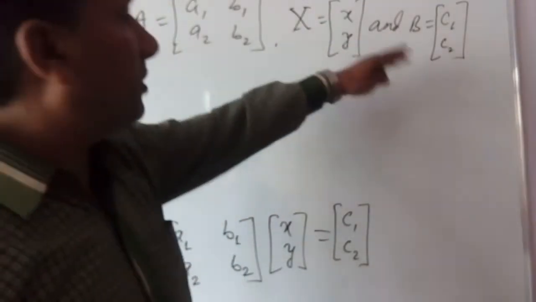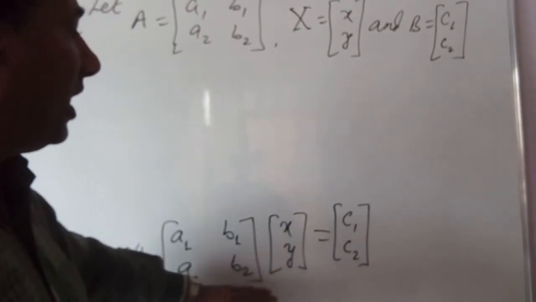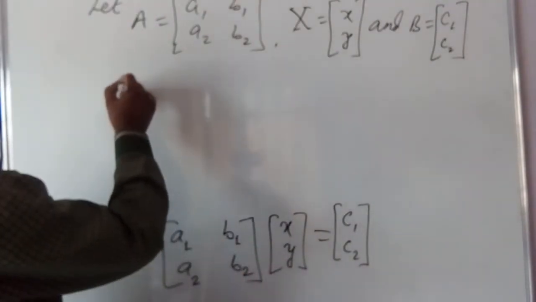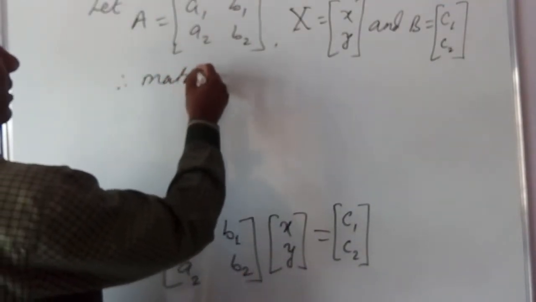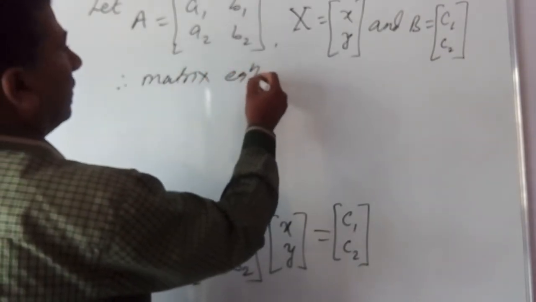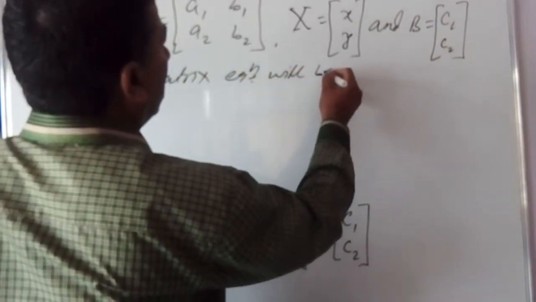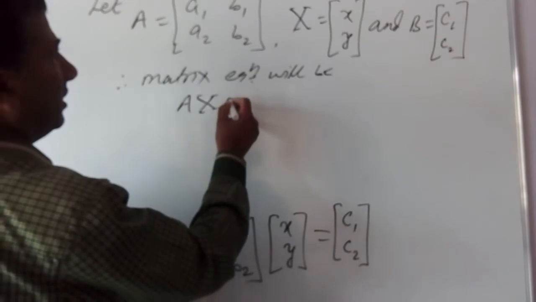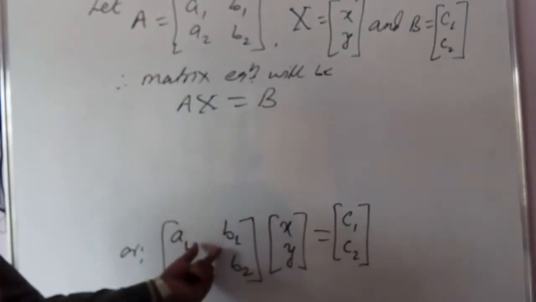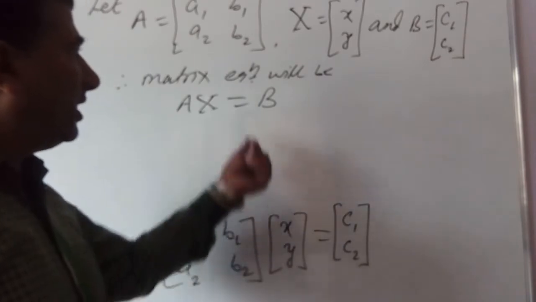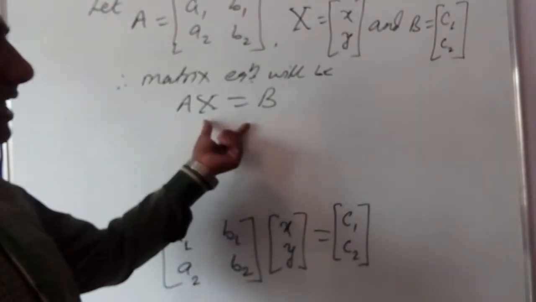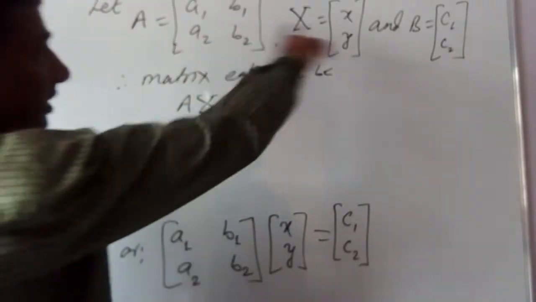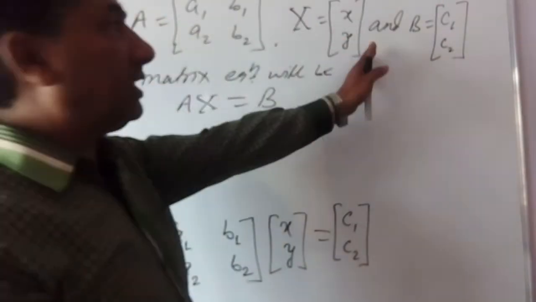Now A, X, B. If we write these three matrices in the form of A, X, B, then this matrix equation will take the form AX equal to matrix B. Matrix A times matrix X equal to matrix B. Same, this and this are the same, we have just replaced them by their names. This is the assumption. In theory also we go like this.